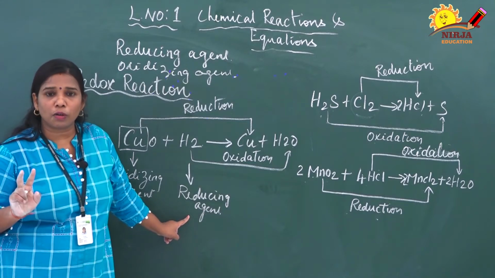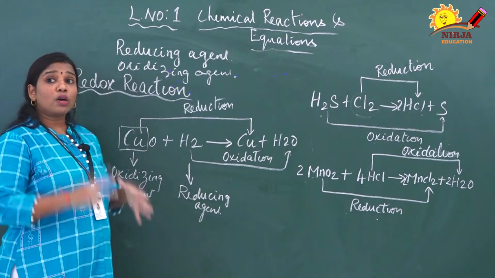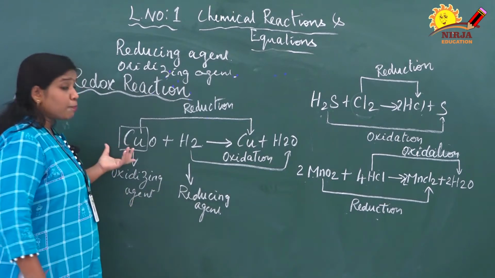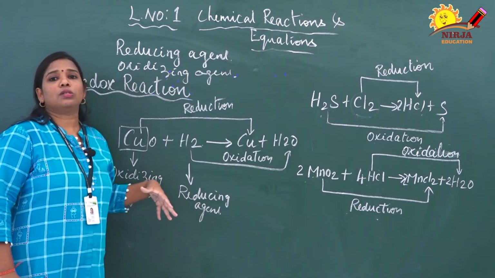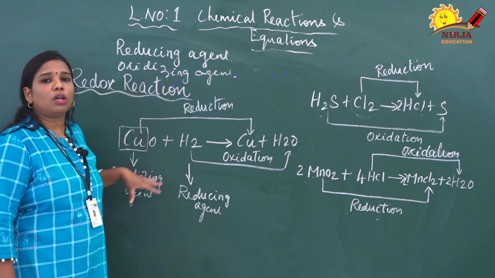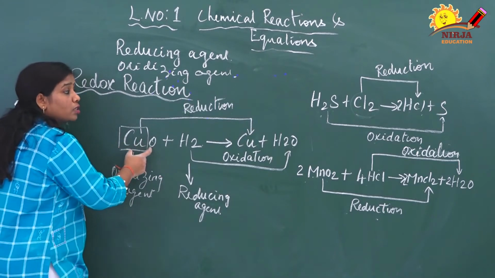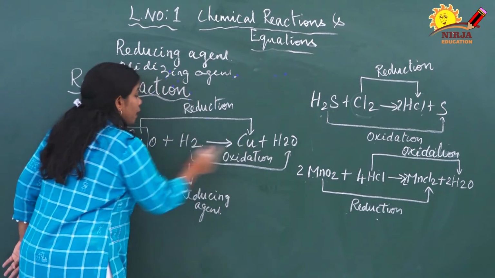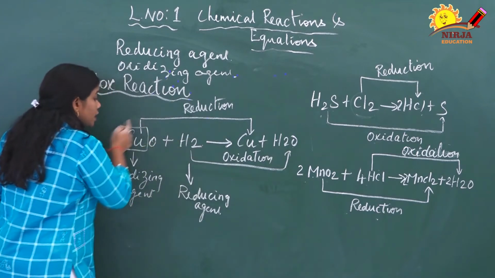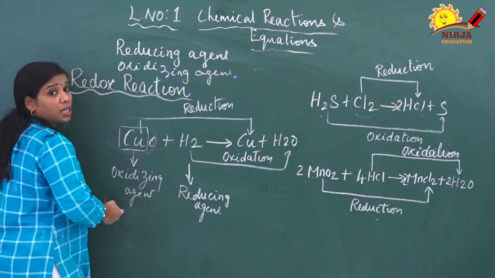I hope you have understood. Right. Next we are going to discuss oxidizing agent. Oxidizing agent means the substance which gets reduced, that substance is called oxidizing agent. For example, here copper oxide is converted into copper. So here the oxygen is removed. The substance which gets reduced itself is called an oxidizing agent.